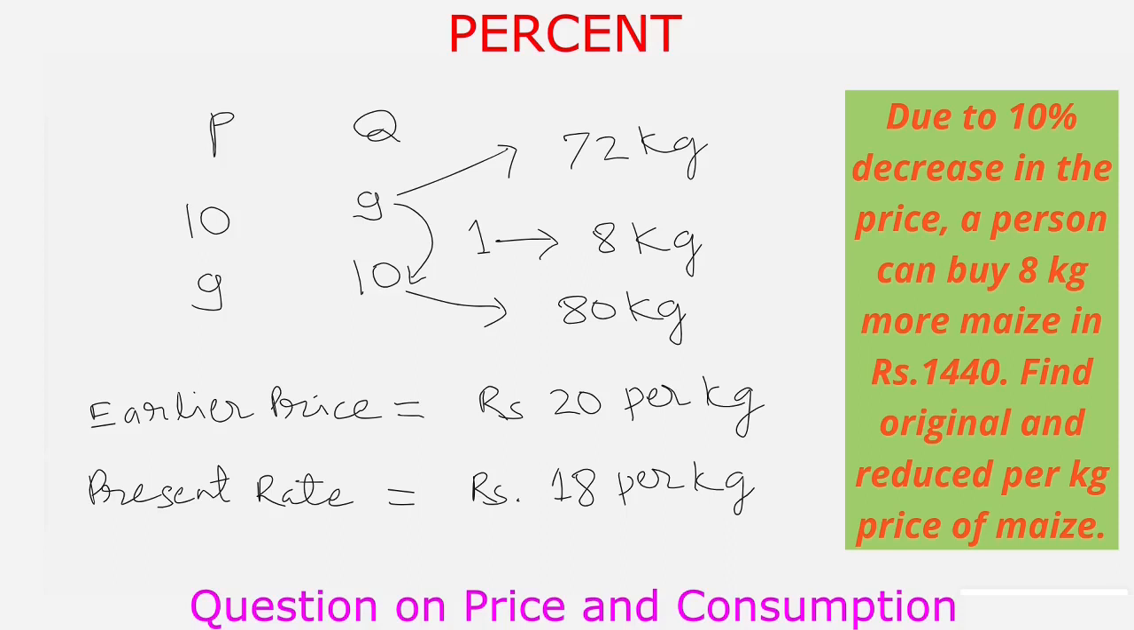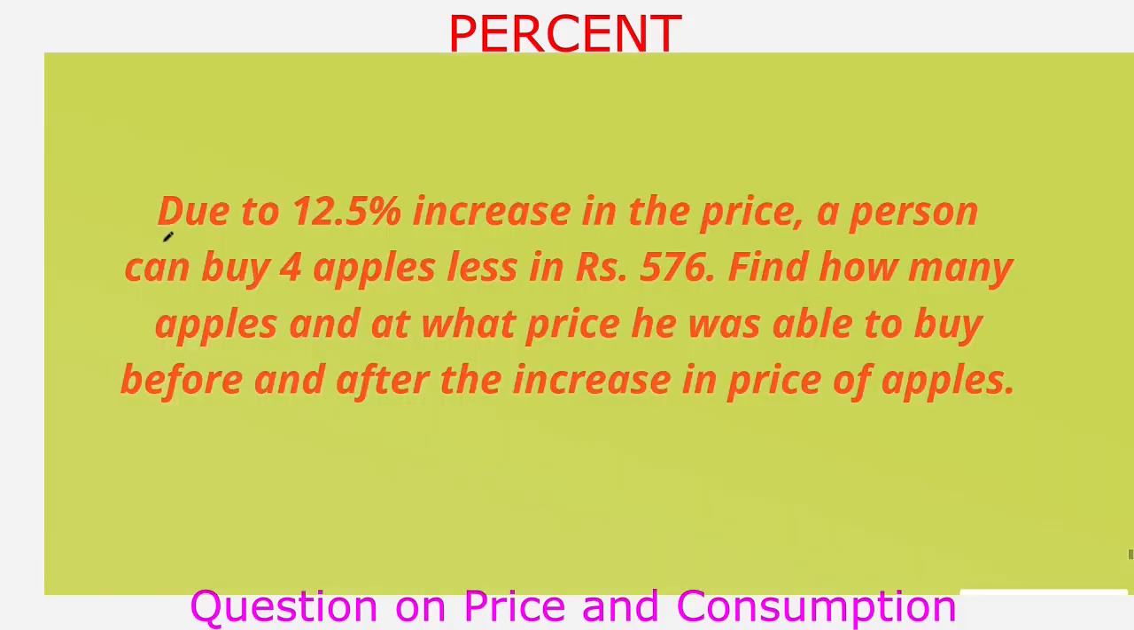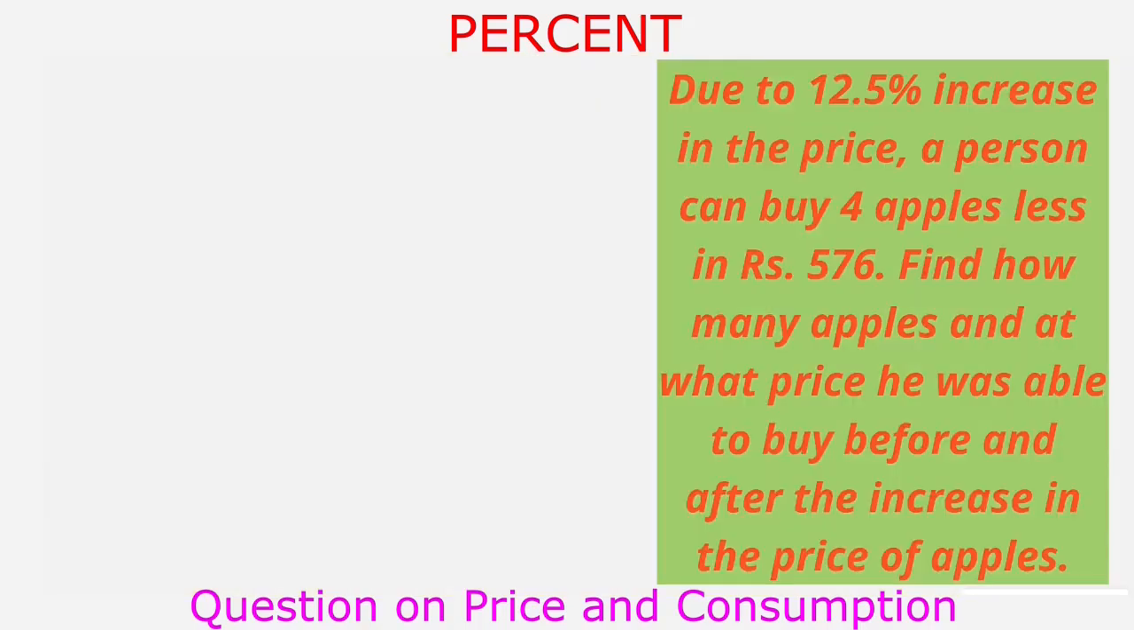or very fast. We go to the next question, and the question is, due to 12.5% increase in the price, a person can buy 4 apples less in rupees 576. Find how many apples and at what price he was able to buy before and after the increase in price of apples. We solve this question.